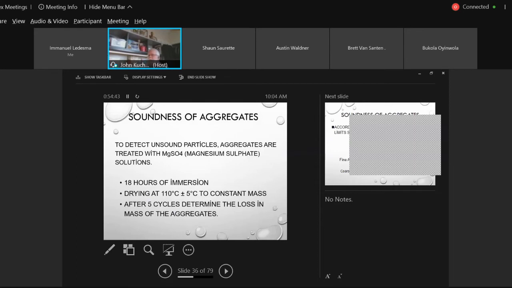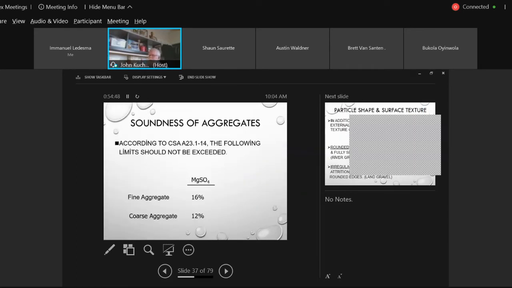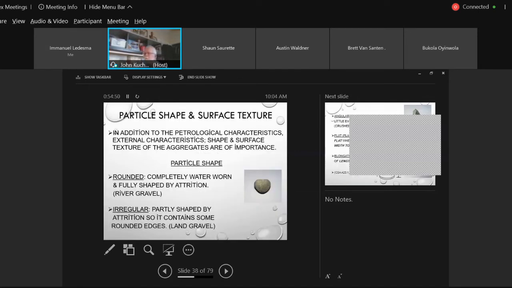Soundness of aggregates. Again, that tells you how to do the test. Those are the limits by CSA. Don't worry, you don't have to know those, but they're there if you're running a test. Let's go till 10:15. We'll take a break, and then we'll continue into the lab.